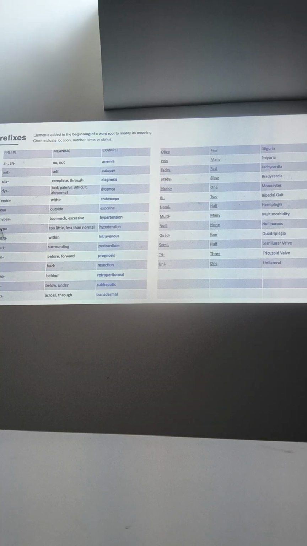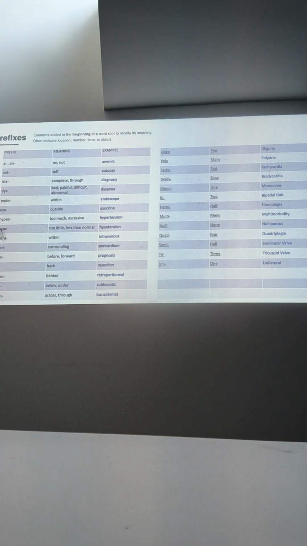Then hyper, that's a familiar word. It's too much, it's excessive. Too much to remember, yeah? You have to learn that, all of you. Hypertension, so a lot. And then hypo is too little, less than normal, hypotension.